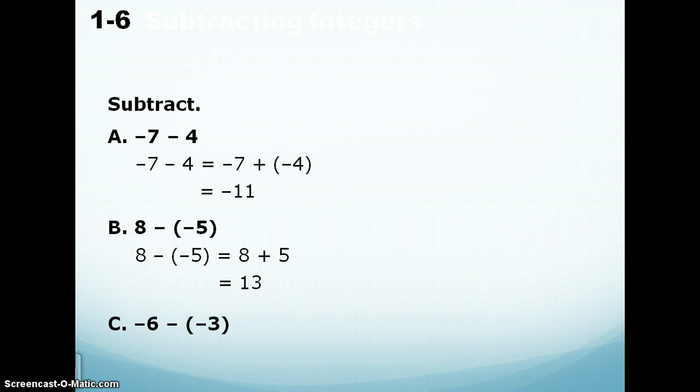Negative 6 minus negative 3. Again, subtracting a negative becomes adding a positive. This is really negative 6 plus 3. So if we're at negative 6 on a number line, we're adding 3, moving 3 to the right. We would end at negative 3.